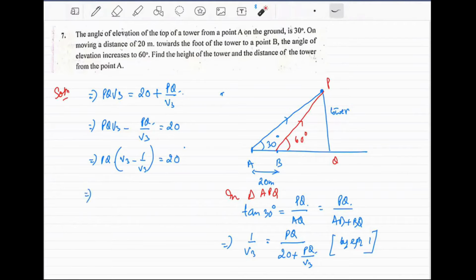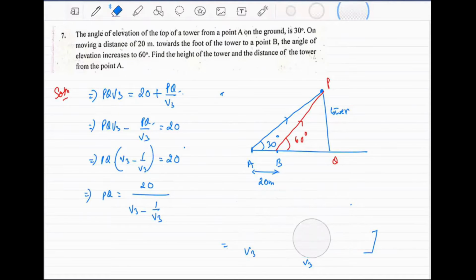Now you can take the root 3 minus 1 by root 3 to the other side. So we will have PQ is equal to 20 by root 3 minus 1 by root 3. Okay, I'm erasing this side, all of it. Now, the answer that you are able to obtain, the answer that the textbook has given, it will be different.